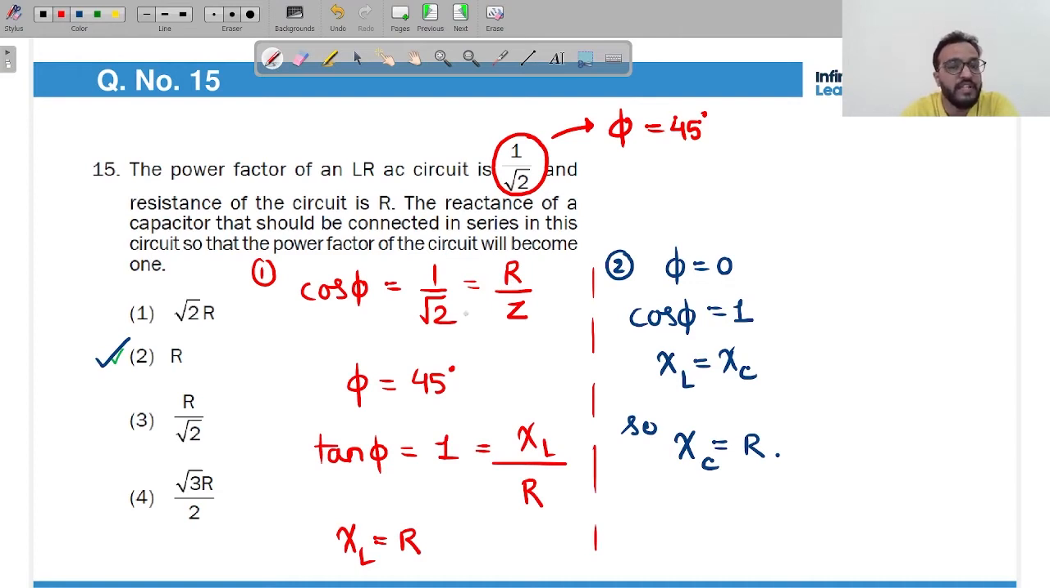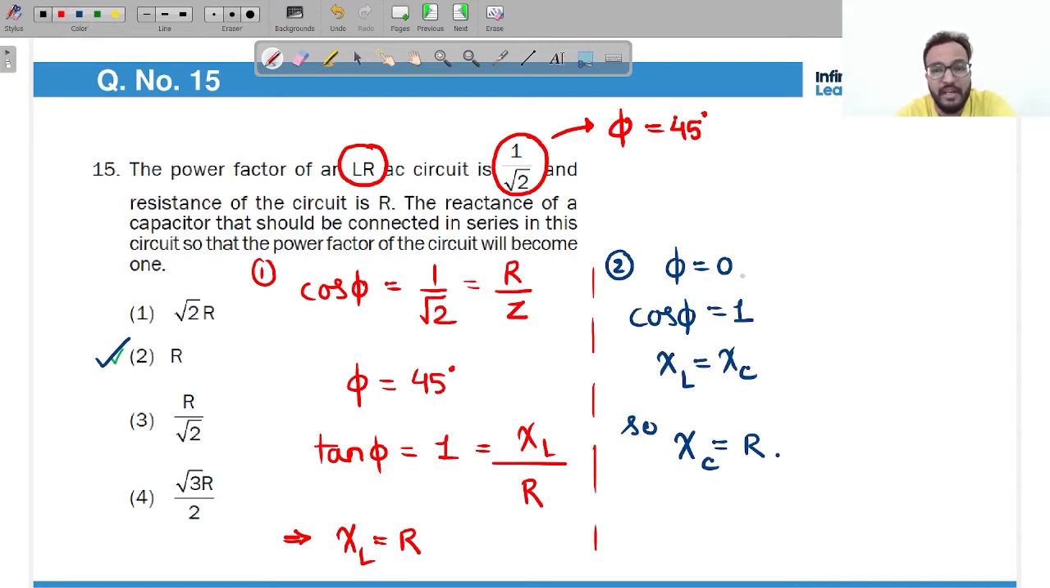So I will say cos phi is 1 by root 2, that is R by Z. Anyways, that means tan phi is 45, tan phi is 1, and tan phi is what? XL by R. Why am I saying XL by R? Because it is an LR circuit, right? It is not LCR, it's just an LR circuit. So from here we can say XL is equal to R, equation number 1.